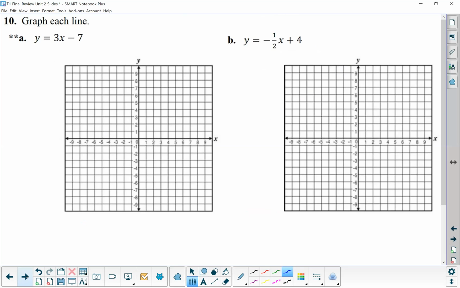All right, graph the line for number 10. Again, we're in slope-intercept form, so I'm going to start with the y-intercept, -7. Slope is 3, so that means up 3 over 1. Up 3 over 1. And I can do that many times as I want. I could also go down 3, left 1, if I wanted. And draw the line.